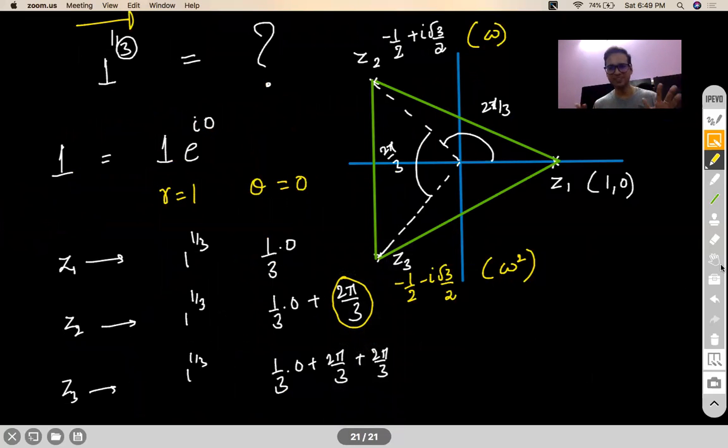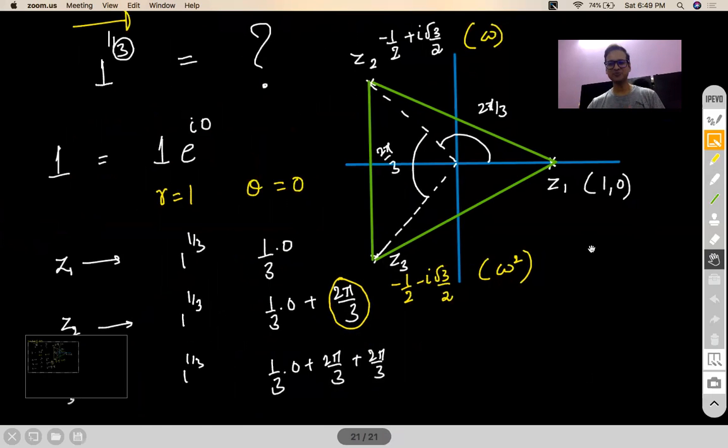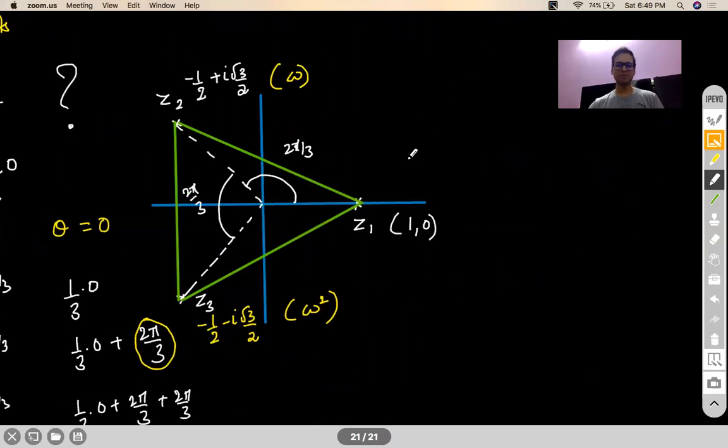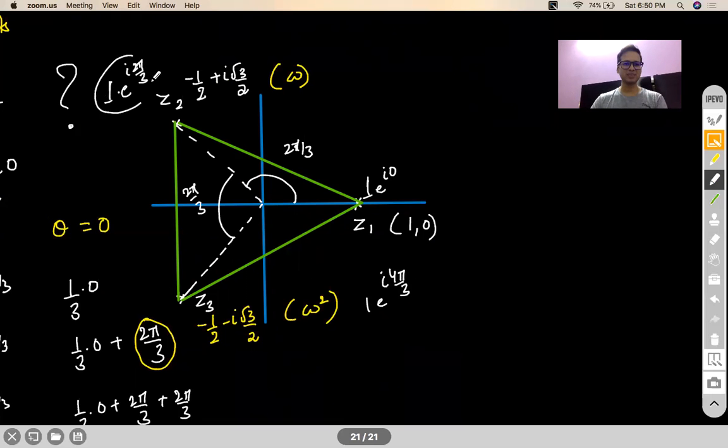Is this fine? Interesting, right? Okay. Now, one thing is, if you write them in the polar form or in the Euler form, this is actually 1 e to the power i0. This is actually 1 e to the power i 2π/3. And this is actually 1 e to the power i 4π/3. Now you can see, if you square this up, you will end up getting this number. That is why if this is omega, then this will be called omega square.